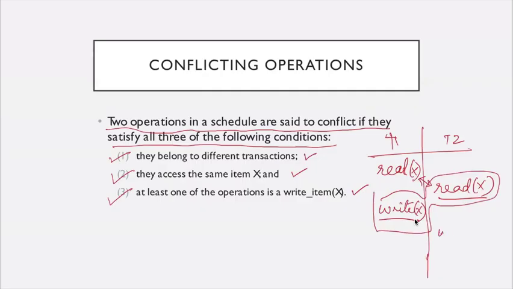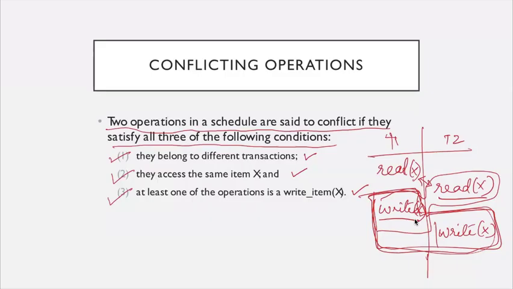Now suppose I have one more operation here, write X. Now I consider these two operations, the writes. I have write and write, both belonging to two different transactions, accessing the same data item, and at least one of them is a write. Both are writes, so this is also conflicting. These two are also conflicting operations, and this is known as a write-write conflict. So why do we need these conflicting operations?